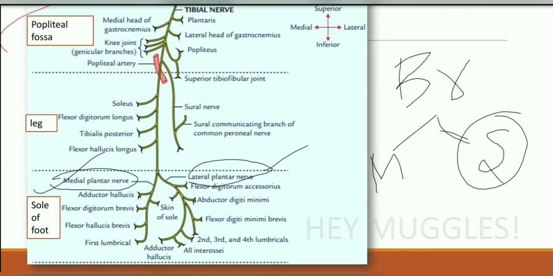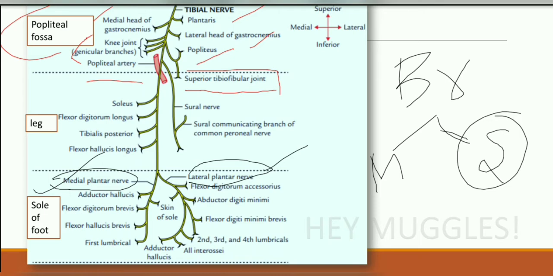Coming to the branches in the popliteal fossa, the tibial nerve supplies your plantaris, the lateral head of gastrocnemius and the medial head of gastrocnemius. Then it gives some genicular branches to your knee joint. It supplies the popliteus muscle. The branch to the popliteus muscle also supplies your superior tibiofibular joint. In the popliteal fossa, it passes adjacent to the popliteal artery, right?